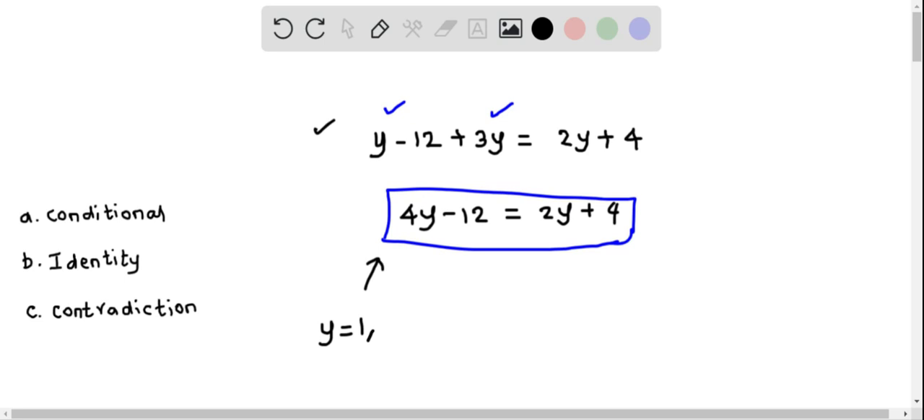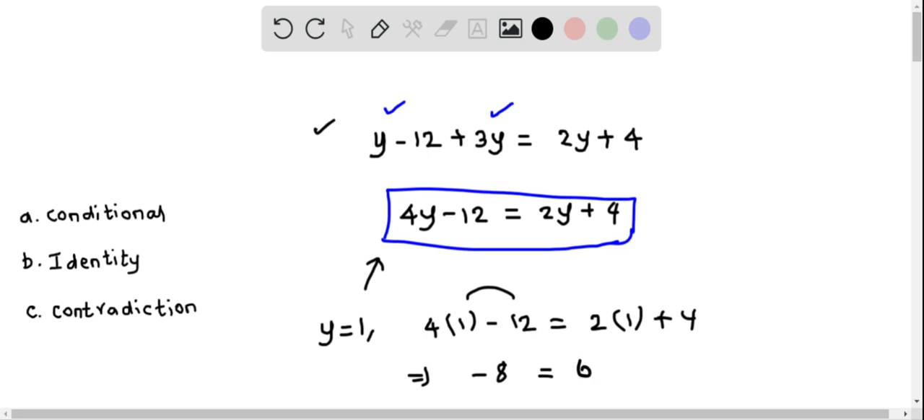So when I plug in y equal to 1, we get 4 times 1 minus 12, and this equals 2 times 1 plus 4. So here we get 4 minus 12, which equals negative 8. And on the right side, we get 2 plus 4 is 6. Negative 8 equals 6. This is not true. So we can clearly see that this does not satisfy to be an identity because it does not hold for all the values of y.